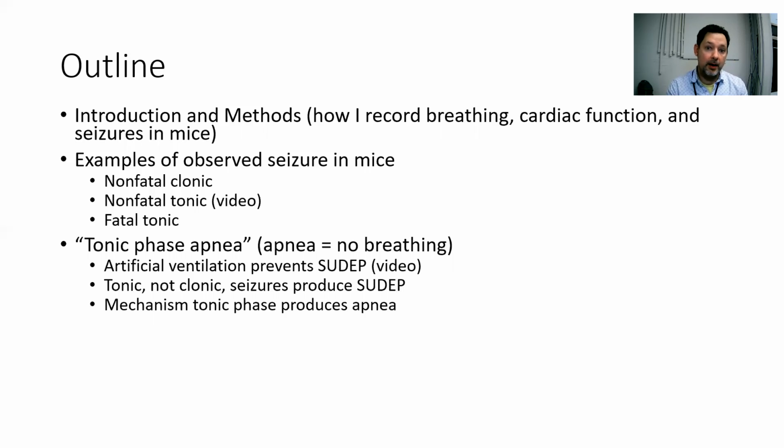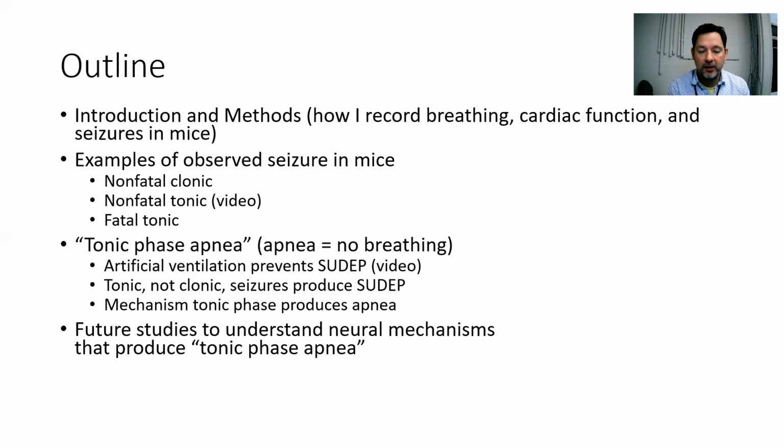And so I record that. I had no preconceived notion of what exactly was going to happen. Now that we have more data, we're starting to generate specific hypotheses. And I'm going to talk about the mechanism that we think produces some of these apneas, and talk a little bit about how apnea and how breathing mechanics work in general.